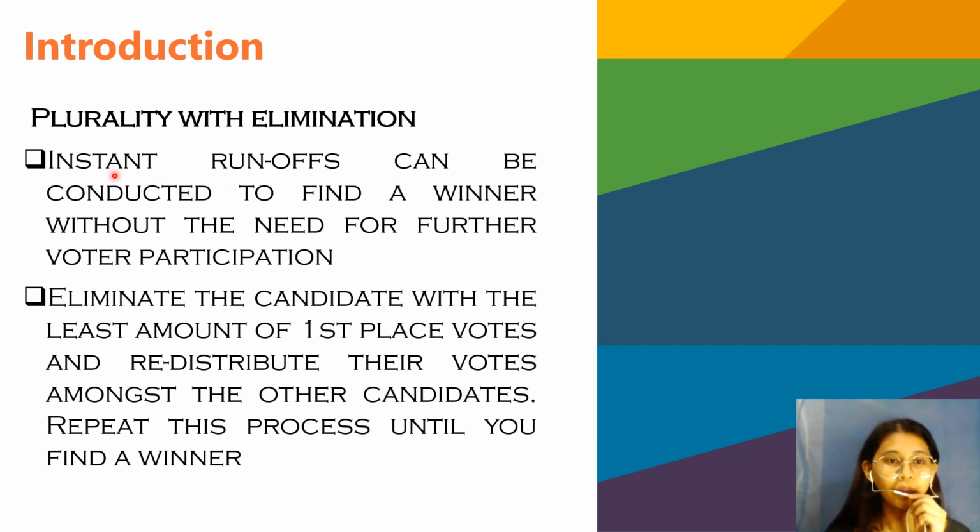Introduction. Plurality with elimination, or instant runoff, can be conducted to find a winner without the need for further voter participation. Eliminate the candidate with the least amount of first place votes and redistribute their votes amongst the other candidates. Repeat this process until you find a winner. So for this one, we need to eliminate the candidate who has the least amount of votes and redistribute their votes to the other candidates.